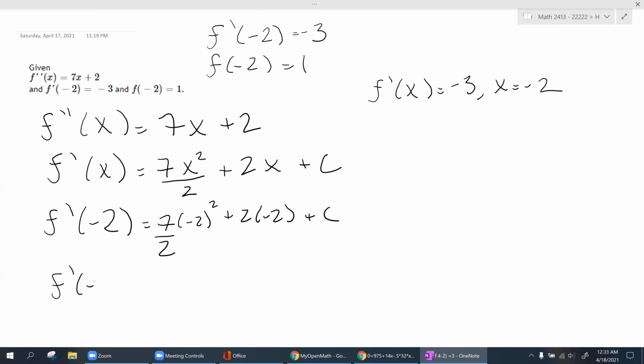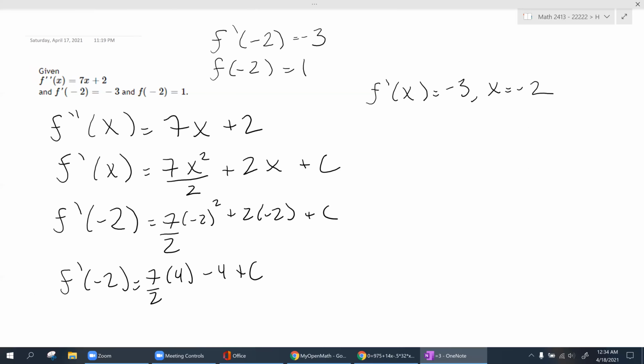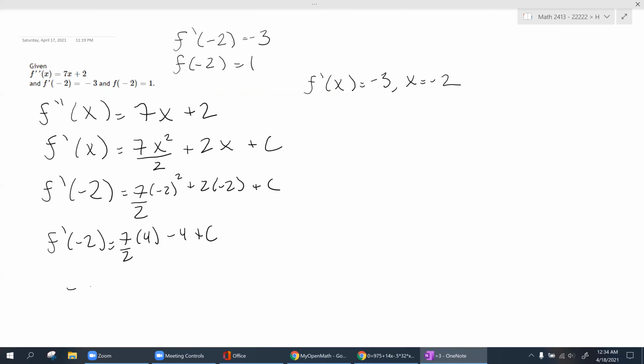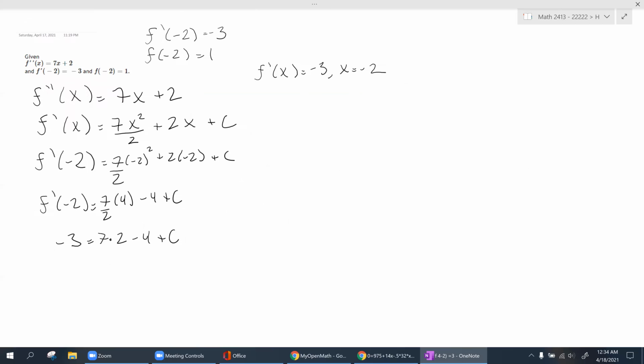My apologies. This is 7 over 2 times 4 minus 4 plus c. And I know what f of -2 is, that was given to me. That's -3. So this is -3 is equal to 7 times 2 minus 4 plus c. I'm just skimming through these parts because parts like these you should know how to do by now. And if not, just pause the video and take your time.